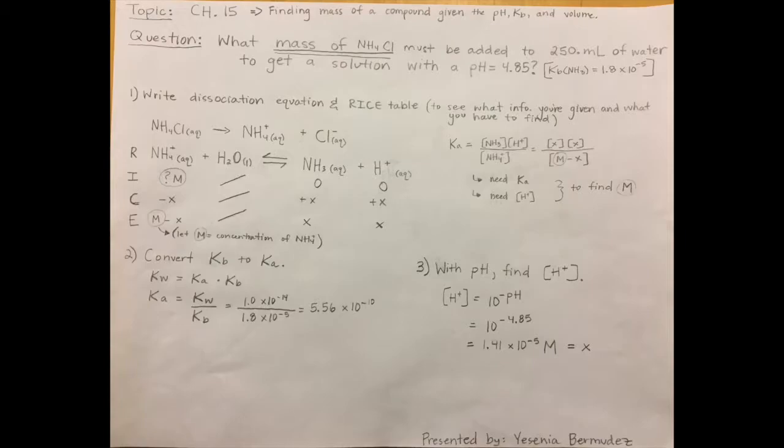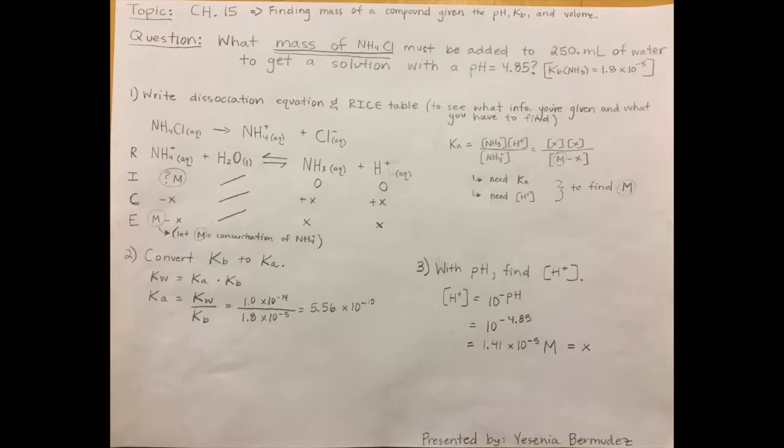Once we finish the ICE table, we can write out our equilibrium expression, which turns out to be Ka equals the concentration of ammonia times the concentration of the hydrogen ion over the concentration of ammonium. This translates to x times x over M minus x. In order to find M, we need to find first the Ka and the concentration of the hydrogen ion.